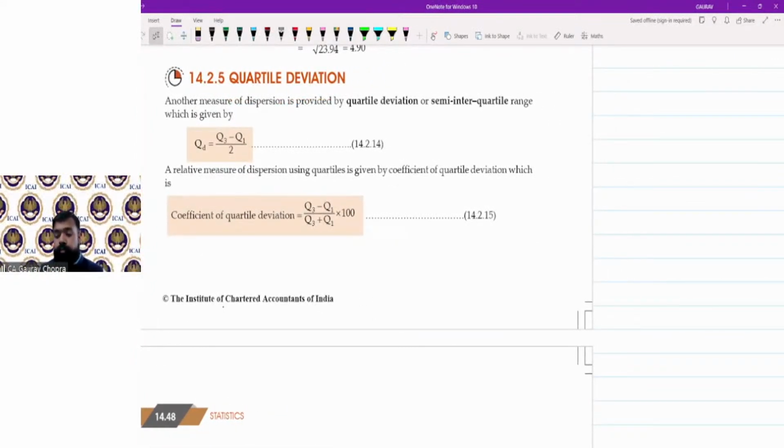So any doubts still here? When do we have to start the quartile deviation?